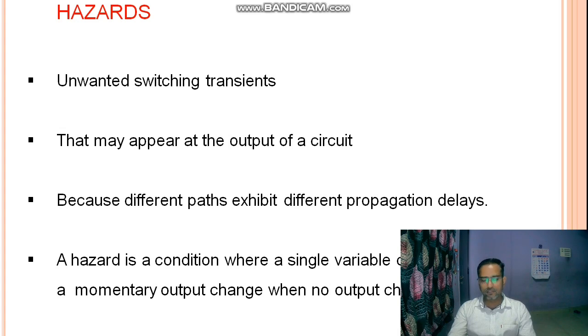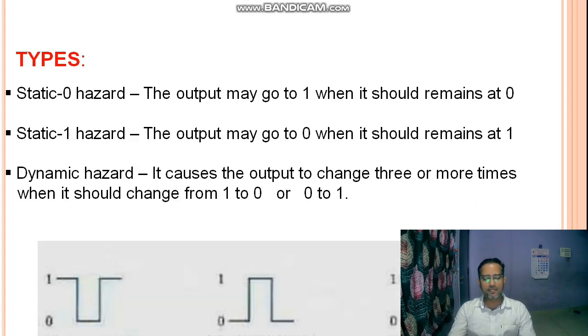Next, what are the types of hazards? There are 3 types of hazards which we use in DPSD, in asynchronous sequential circuits. Static 0 hazard: what does static 0 mean? The output goes to 1 when it should remain at 0. Static 1 hazard: the output may go to 0 when it should remain at 1. Dynamic hazard: it causes the output to change 3 or more times when it should change from 1 to 0 or 0 to 1. Now let's see the examples.